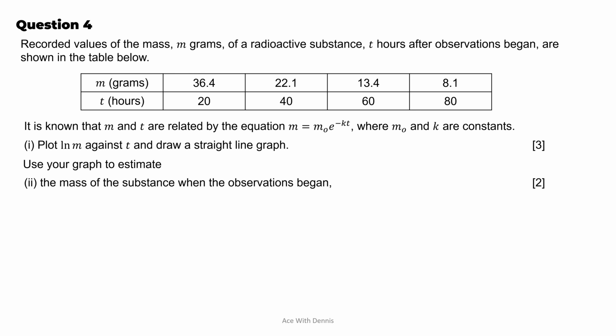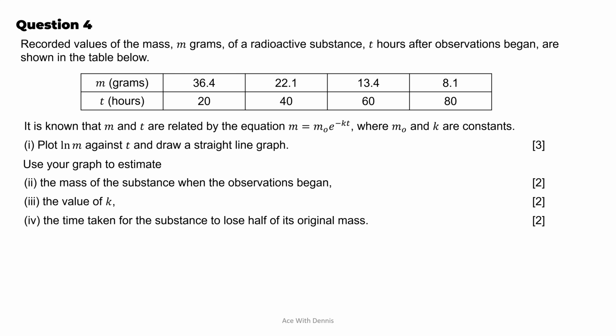Use a graph to estimate 2. The mass of the substance when the observations begin, 2 marks. 3. The value of K, 2 marks. 4. The time taken for the substance to lose half of its original mass, 2 marks.